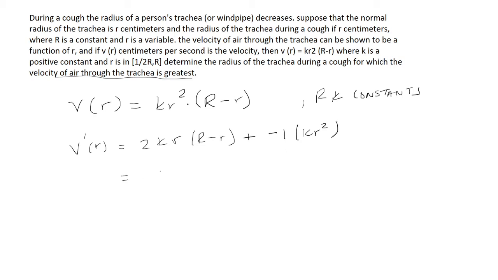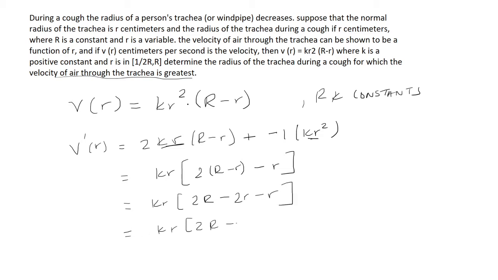So I'm going to simplify this. They both have a kr factor, so I'm going to pull that out. I'm left with 2 times (big R minus lower r) minus r. I could go a step further and distribute the 2: 2 times big R, 2 times little r, minus r, which is 2 times big R minus 3r. So that's the derivative of the velocity.